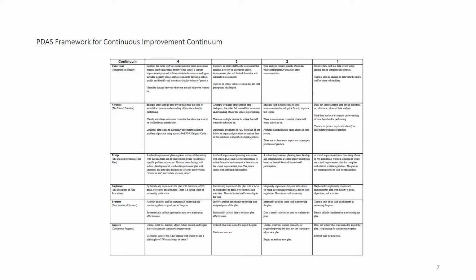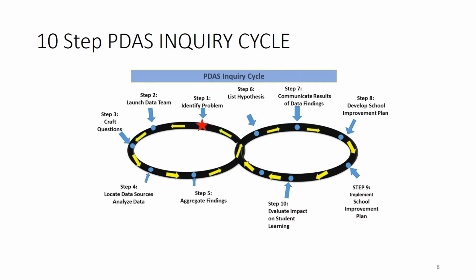Take a few minutes to review the continuum and decide where your school or district would rank on the continuum. The PDAS inquiry cycle, shown on this slide and found on page 25 of the field guide, is a 10-step process shown through the infinity loop for identifying and investigating a specific school problem.